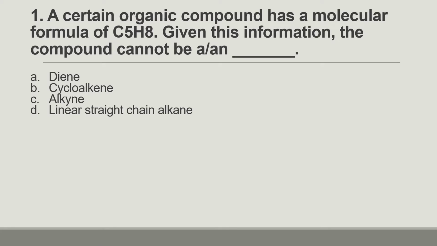Number 1. A certain organic compound has a molecular formula of C5H8. Given this information, the compound cannot be a blank. So we are given by the choices A. Diene, B. Cycloalkene, C. Alkyne, or D. Linear straight chain alkane. So, ang paraan para i-atake itong ganitong klaseng tanong is to list down their general formulas.